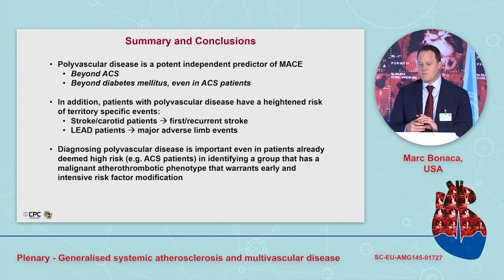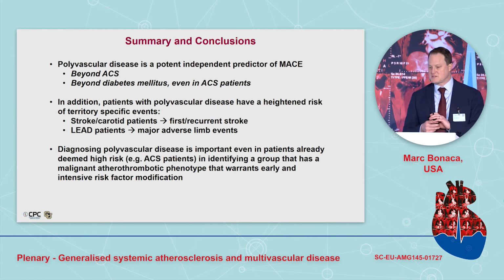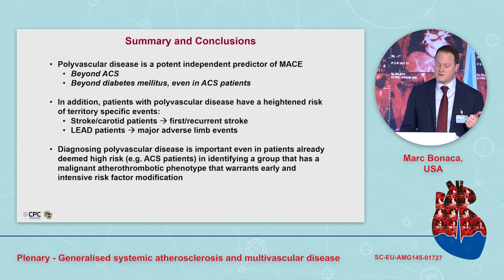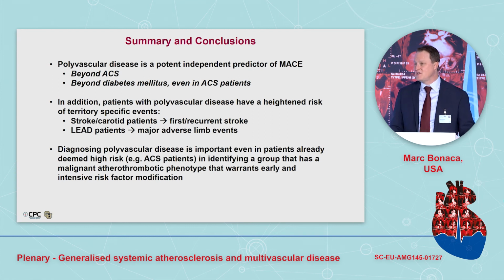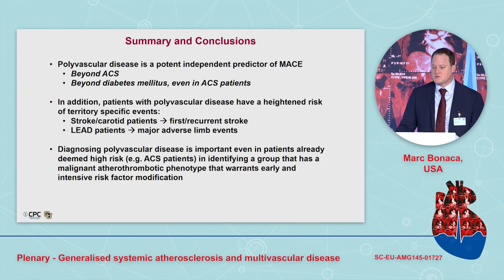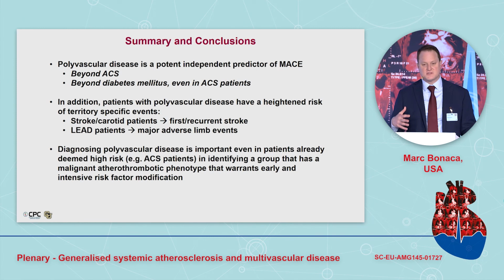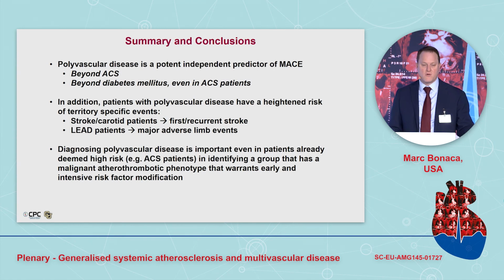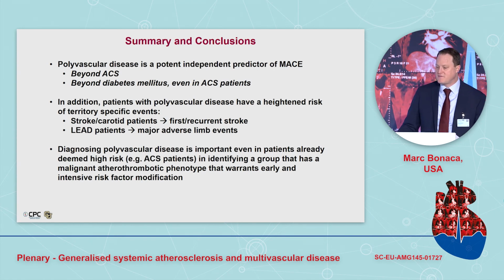So in summary, polyvascular disease or multivascular disease is a potent independent predictor of MACE. That extends beyond acute coronary syndrome and beyond diabetes mellitus, even in your ACS patient. In addition, patients with polyvascular disease have a heightened risk of territory-specific events. Carotid and stroke patients, they're worried about stroke. They have high rates. Lower extremity artery disease, major adverse limb events. So diagnosing polyvascular disease is important, even in patients you already think or know are high risk, your ACS patients, and identifying a group that has a malignant atherothrombotic phenotype that warrants early and intensive risk factor modification.